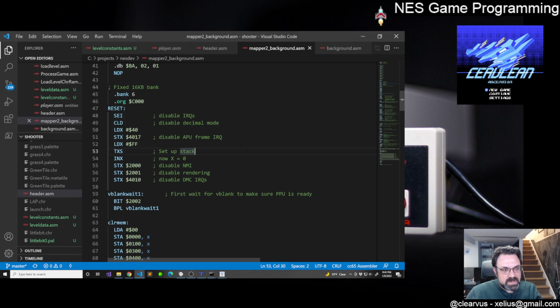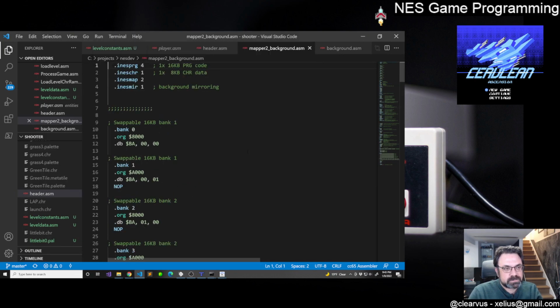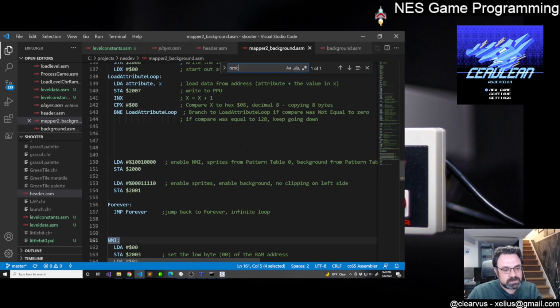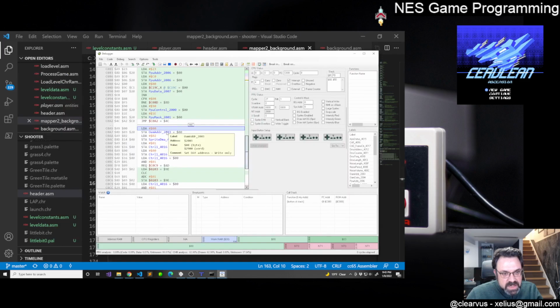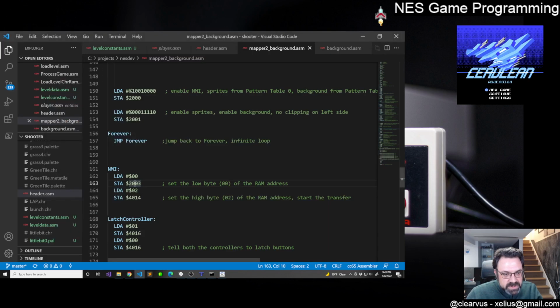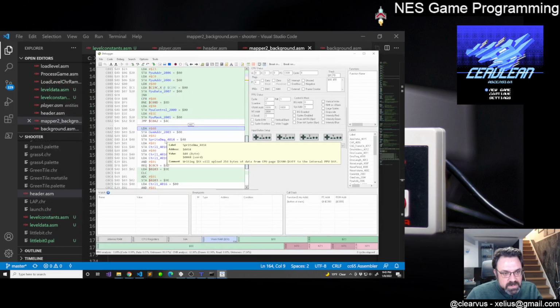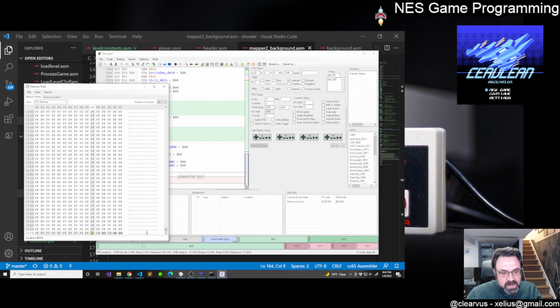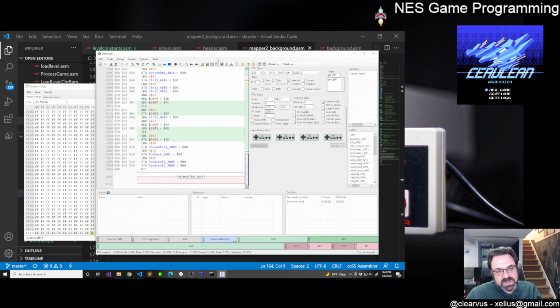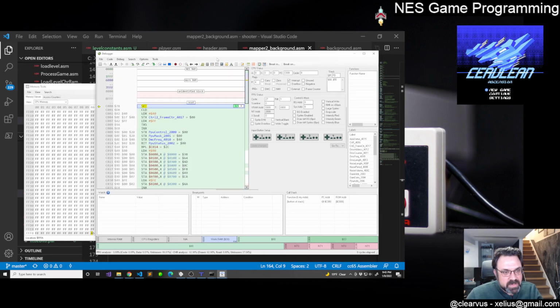If we look for the NMI label, the first instruction we have is load A with 0, and then we store into 2003, and then we load 2, and we store into 4014. So you can see that this code corresponds to what's in our NMI instruction. And then the second byte, like we were talking about, was C000, which is what we were looking at before, which is our actual real code.